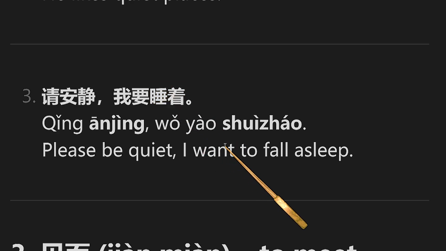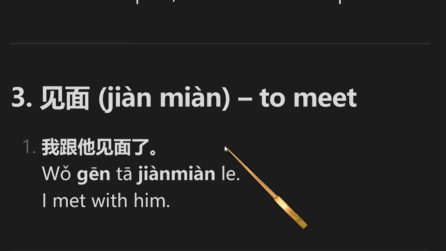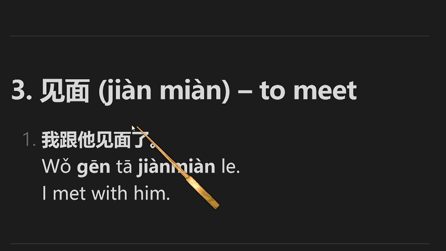睡着. Next word is to meet someone. 见面, 见面. 见 is to see someone, and 面 is a face. So to see someone face to face. To see someone's face. So to meet someone.